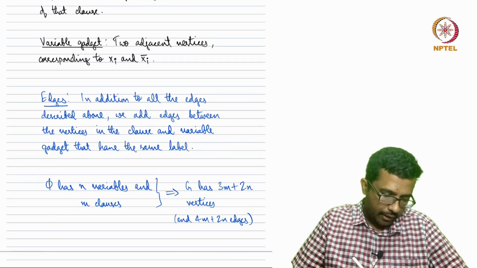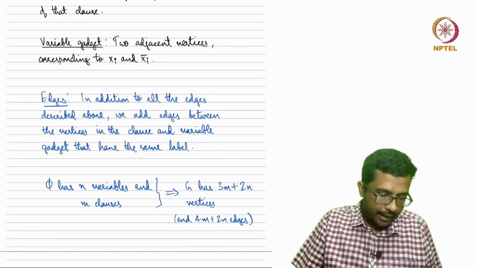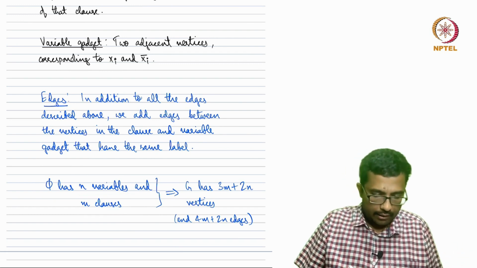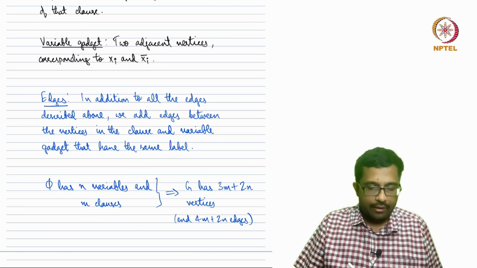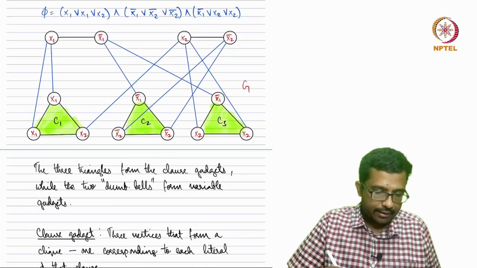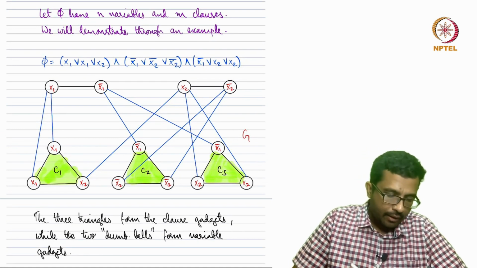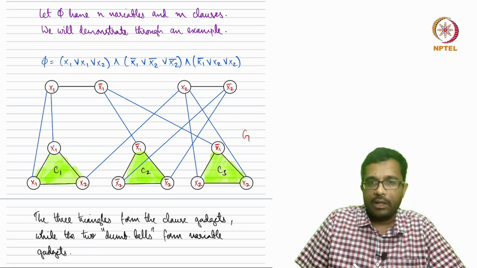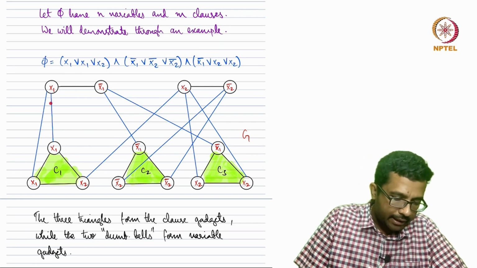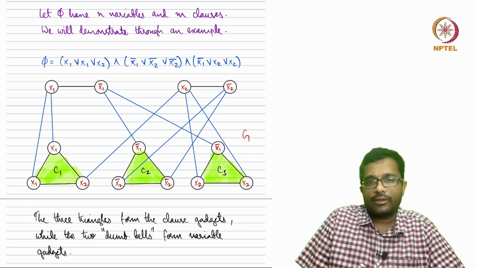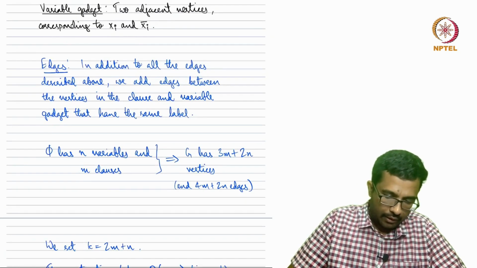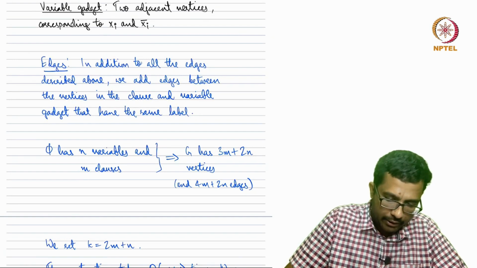And as I said earlier, if phi has n variables and m clauses, the variables being x1 to xn and clauses being c1 to cm, then G has 3m plus 2n vertices. 3m plus 2n, because each clause gadget contains 3 vertices each. So m clauses gives 3m vertices, and each variable gadget contains 2 vertices, so 2n vertices in all. So the total number of vertices is 3m plus 2n.